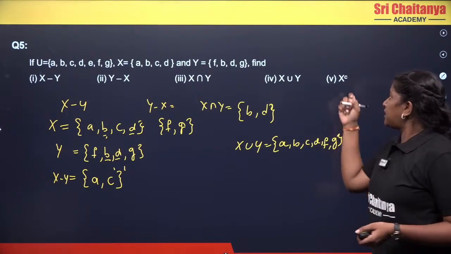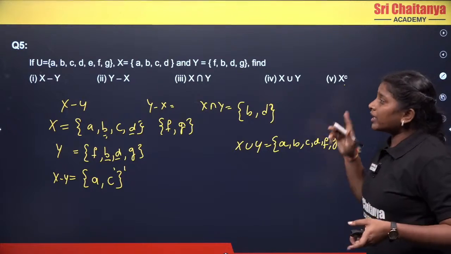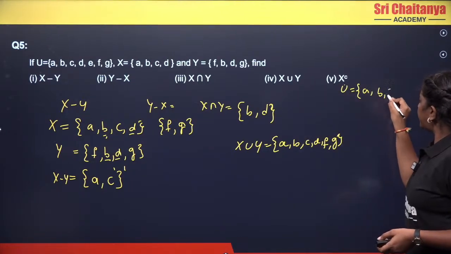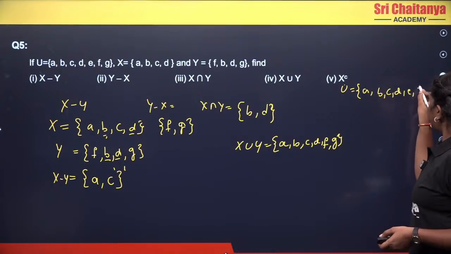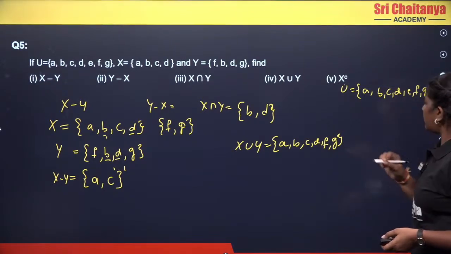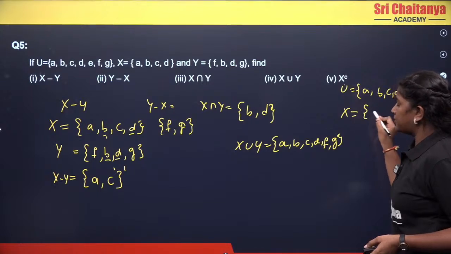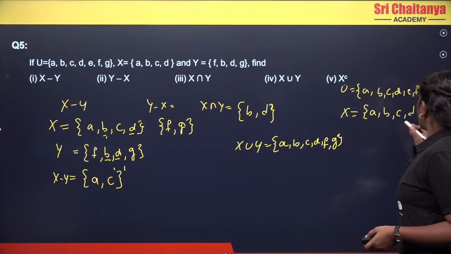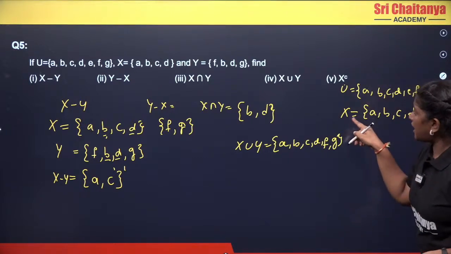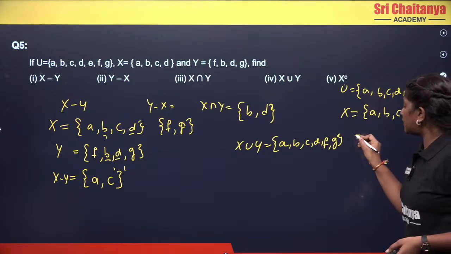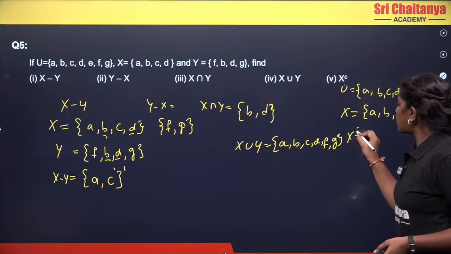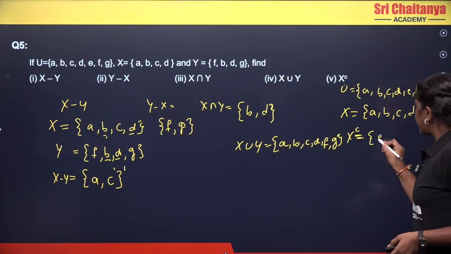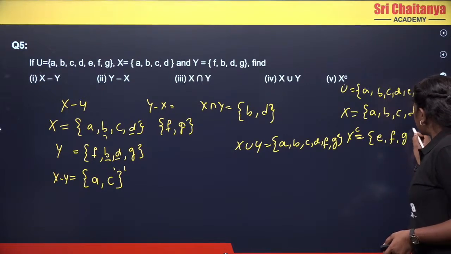Okay. Now moving to the next, the X complement. They gave the universal set, which is the set of A, B, C, D, E, F and G. And they gave the X, which is the set of A, B, C, D. Right. So now just remove the elements of the X from the universal set in order to get the X complement. So the X complement will be equal to the set of, after removing A, B, C, D, you will get E, F and G.